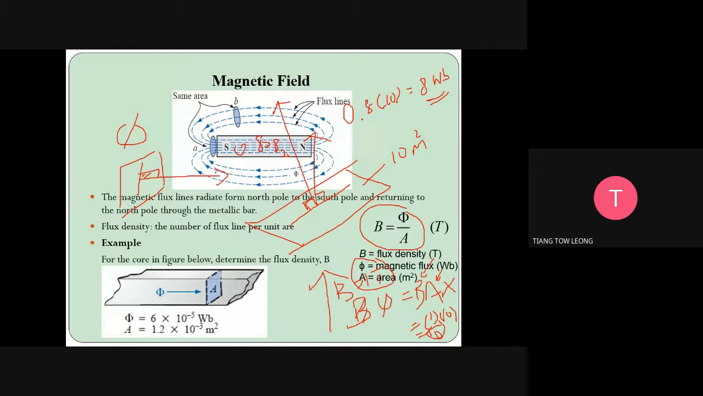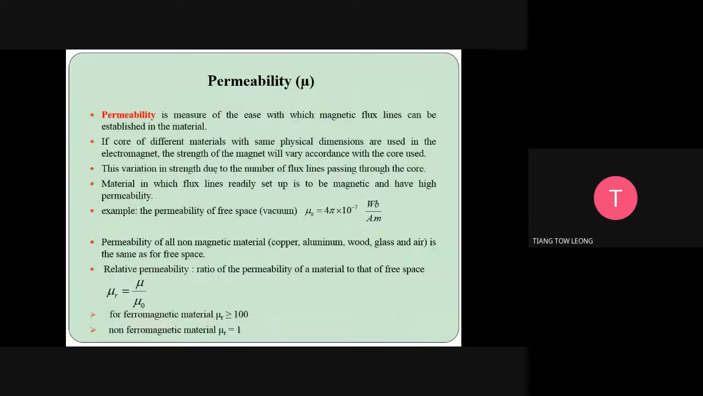So I hope that you still remember during your second year learning. Permeability is the measure of ease with which a magnetic flux line can establish in the material. Last time I explained it as the ability of flux to flow through the material. How high is the ability? If the ability is very big, then the permeability is very big. If permeability is very low, which means when the flux wants to flow through the material, it's very difficult.